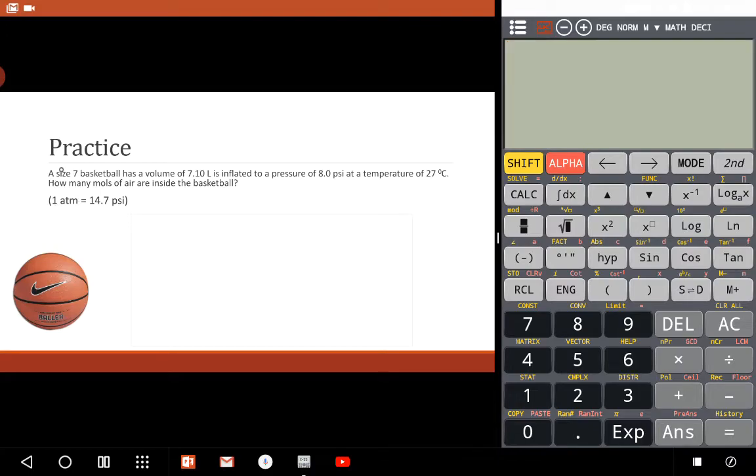Okay, let's go over this. It says a size 7 basketball, that's kind of an irrelevant number. I don't care what size basketball it is. It has a volume of this and is inflated to a pressure of that, at a temperature of this. How many moles of air are inside the balloon?